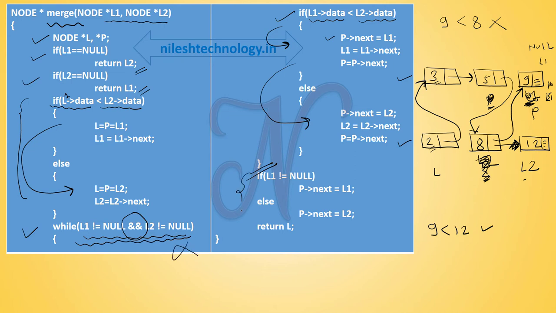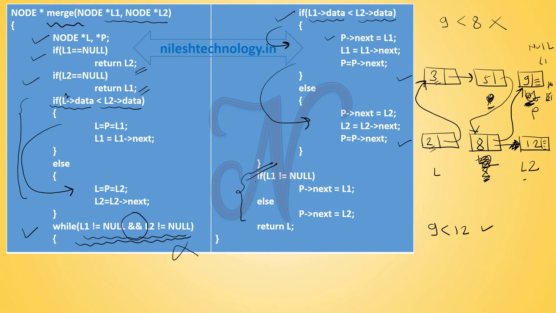So going to this if else. See here, my output is that 2 is connected to 3, 3 is connected to 5, 5 is connected to 8 and 8 is connected to 9. Now here 12 is remaining. So by using this if else we connect the remaining section.